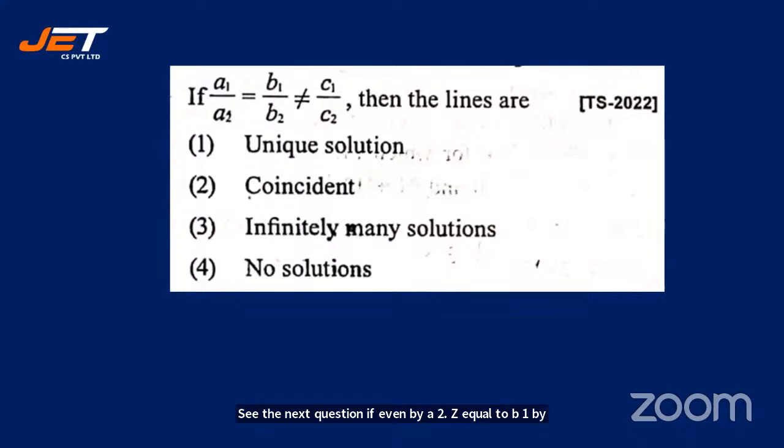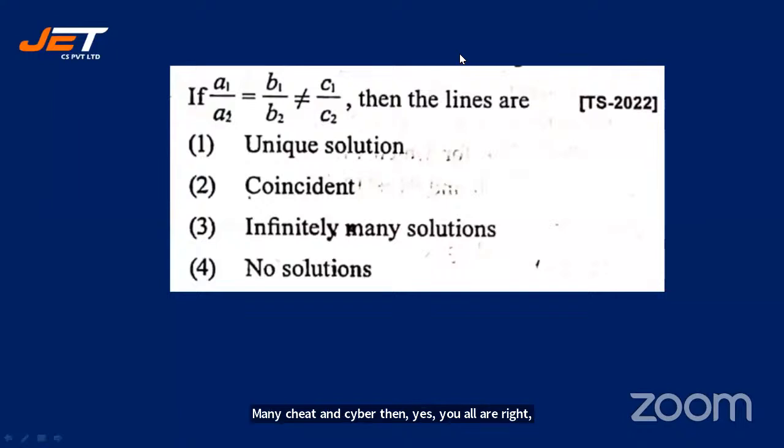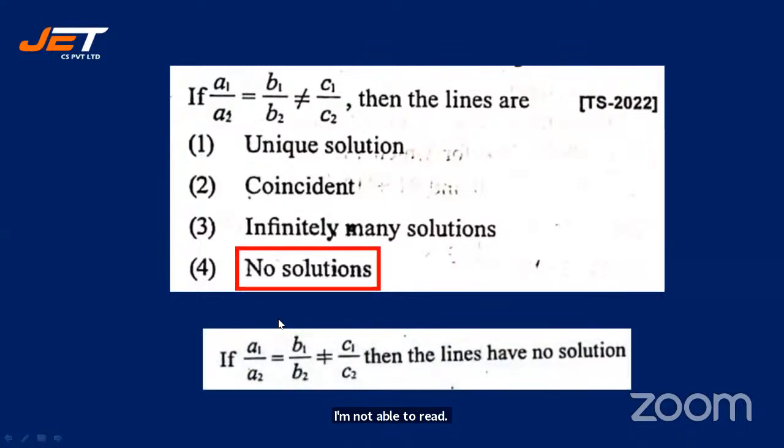If a1 by a2 is equal to b1 by b2 is equal to c1 by c2, then the lines are dash. Is it unique solution or is it coincident or is it infinitely many solutions or no solution? Let me see how many are giving me the answers in the chat box. Pavani, Chetan, Sai Vardhan. Yes, you all are right. Yes, almost all are giving me the correct answer as no solution.